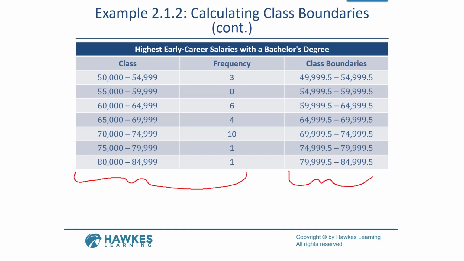One extra thing, I mentioned this early, but you've probably forgotten that right now. Notice that this number and this number are the same. So if you had a data item that was 54,999.5, you wouldn't know which class to put it in. So remember, start with this in this class and go up to, but not including this.